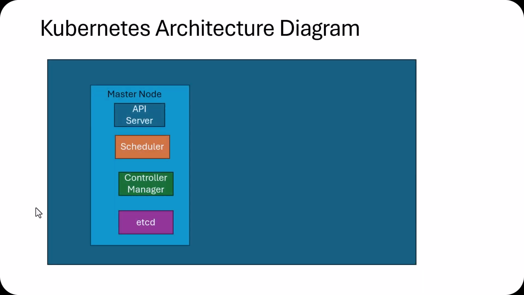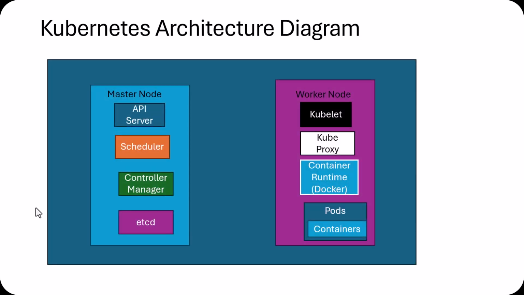So this is the Kubernetes architecture diagram. There is a master node and there is a worker node. And Kubernetes architecture is composed of several key components. At a high level, a Kubernetes cluster consists of master nodes and worker nodes. The master node contains components like the API server, scheduler, controller manager, and etcd, while the worker nodes run the kubelet and kubeproxy.